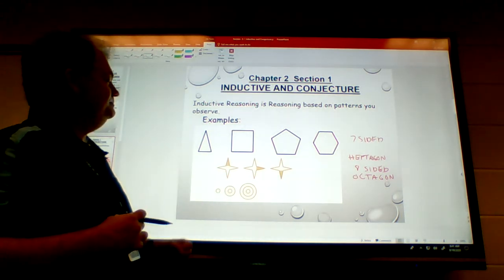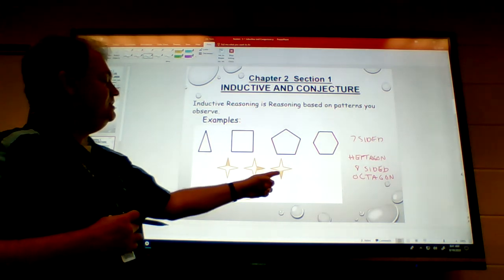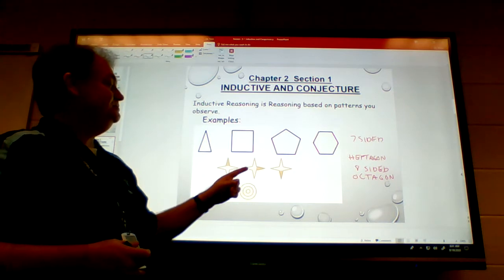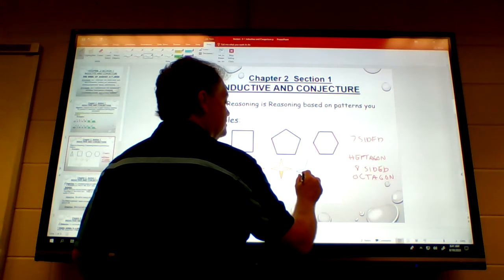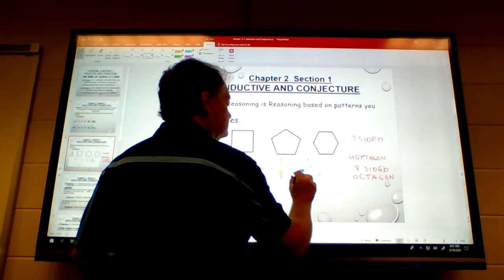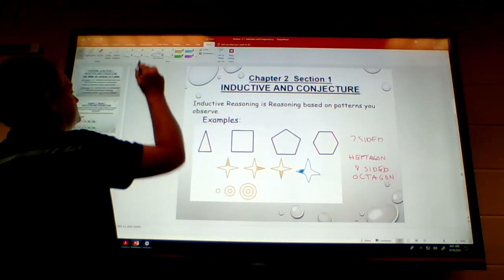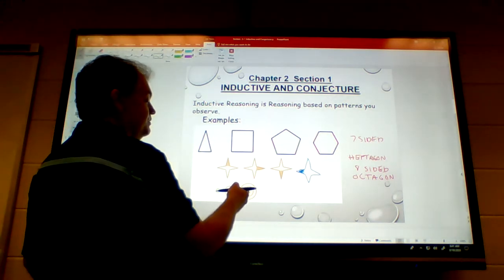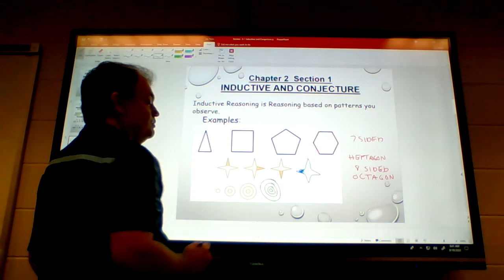Now for the next one, if you look, shade on top, shade on right, shade on the bottom. So next should be shade on the left. Now, just remember, my drawings aren't the best. So there you go. That's the next pattern. Same thing down here. 1 circle, 2 circles, 3 circles. 1, 2, 3, and 4 circles.